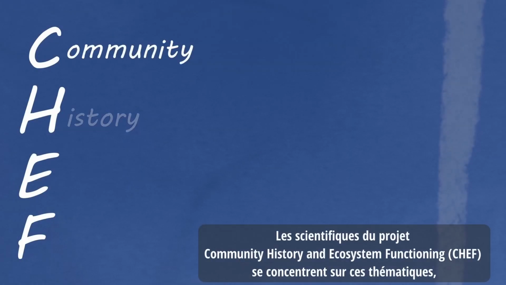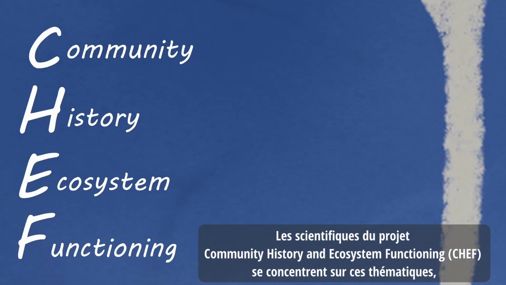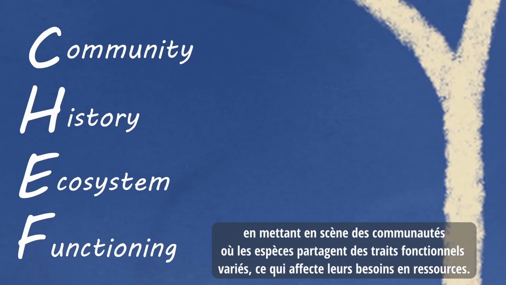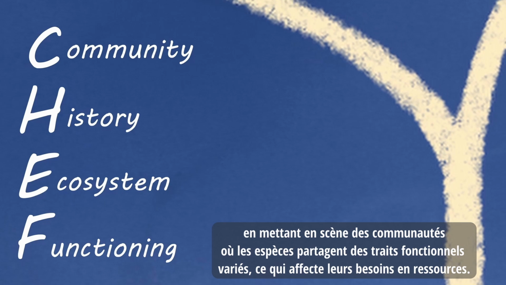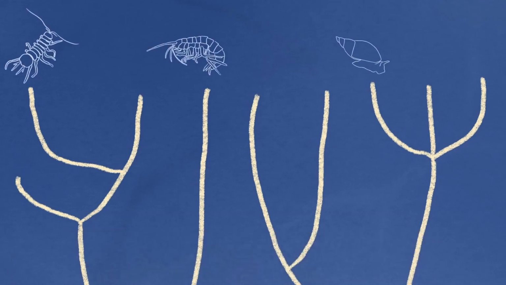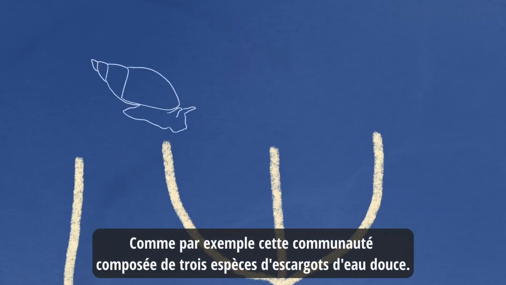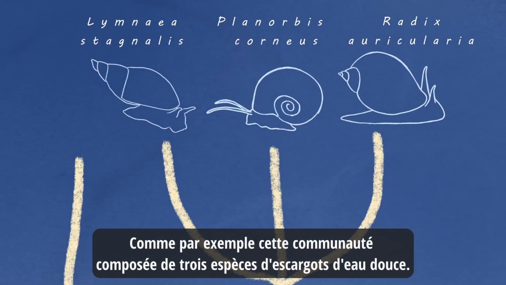Scientists in the Community History and Ecosystem Functioning, or CHEF, project focus on these themes, staging communities where species share varying functional traits affecting their resource needs. For instance, some communities feature functionally distant participants, like the previous model, while others force species to share resources more extensively. Example, a community with 3 species of freshwater snails.